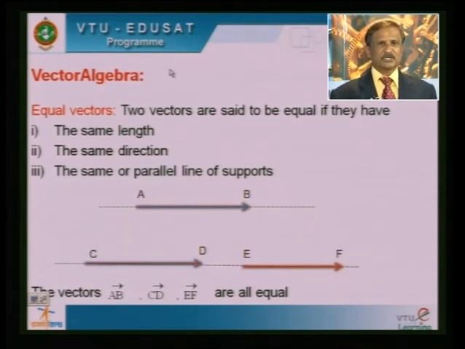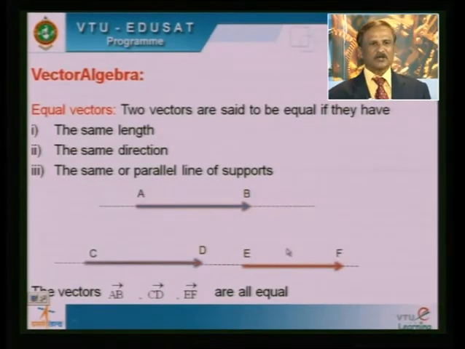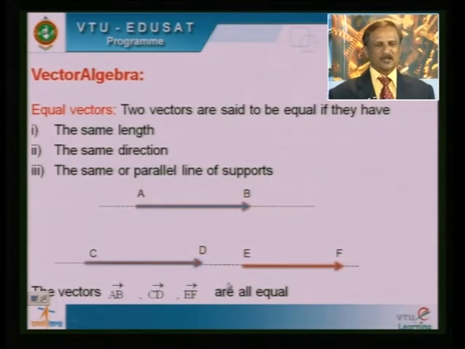Sometimes we say that two vectors are equal. How do you say that two vectors are equal? If they have the same length, the same direction, and the same or parallel line of support, then you may call those vectors equal. For example, AB is one vector, CD is another vector, and EF is a third vector. All these vectors are equal, because the length is the same, the direction is the same, and the line of support is the same or parallel. That is why we call these vectors equal vectors.